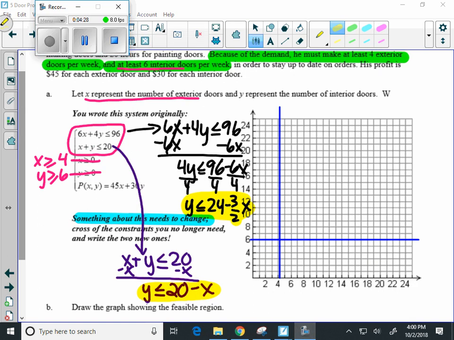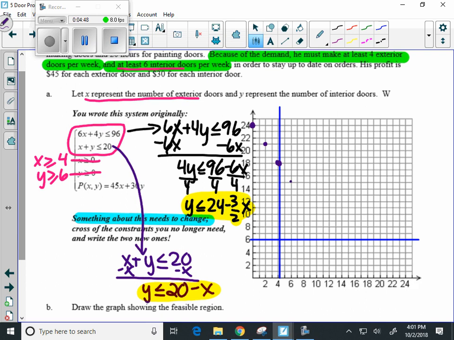Alright, now that we have solved both of those inequalities for Y, they're the 2 inequalities that are in yellow, you now need to plot those graphs on your grid. So the top one here, Y is less than or equal to 24 minus 3 over 2x. You're going to start at 24, and you're going to go down 3, right 2.